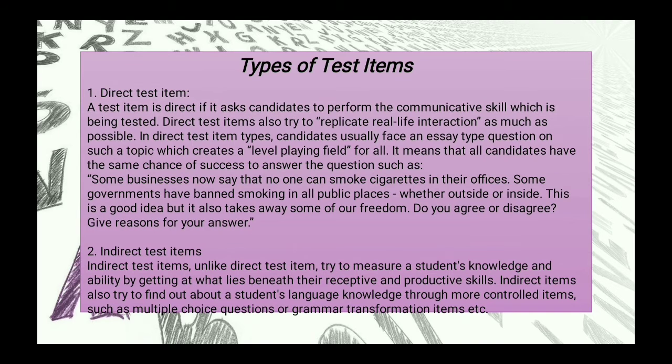Types of test items. First, direct test items. A test item is direct if it asks candidates to perform the communicative skill which is being tested. Second, indirect test items. Indirect test items, unlike direct test items, try to measure a student's knowledge and ability by getting at what lies beneath their receptive and productive skills.